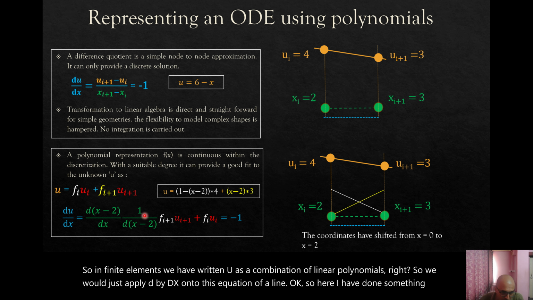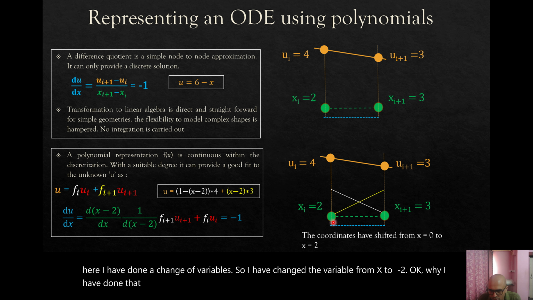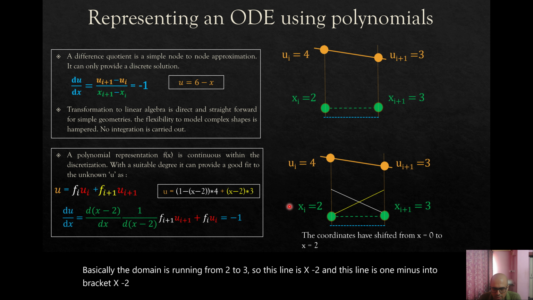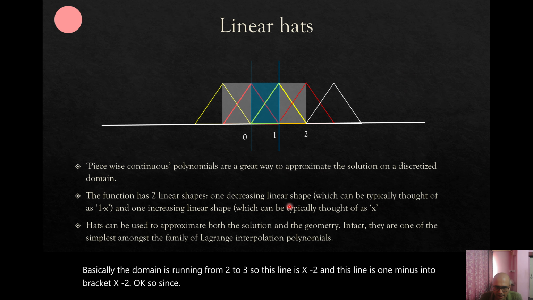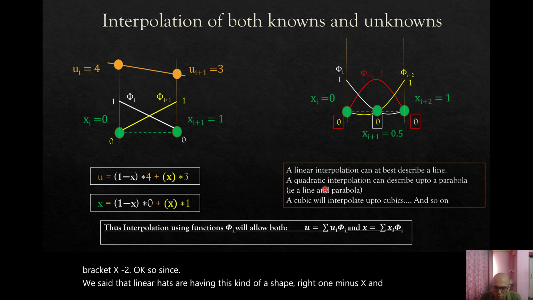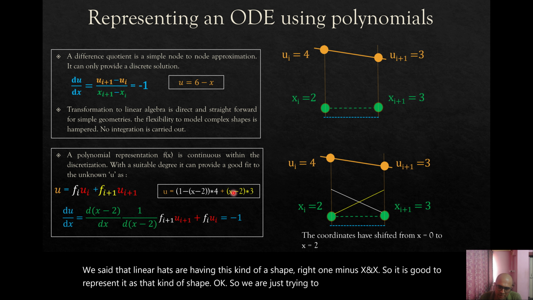Okay, so here I have done a change of variables. I have changed the variable from x to x minus 2. Okay, why have I done that? Basically the domain is running from 2 to 3. So this line is x minus 2 and this line is 1 minus into bracket x minus 2. Okay, so since we said that linear hats have this kind of a shape, 1 minus x and x, it's good to represent it as that kind of shape. Okay, so we are just trying to represent this as 1 minus x and x.